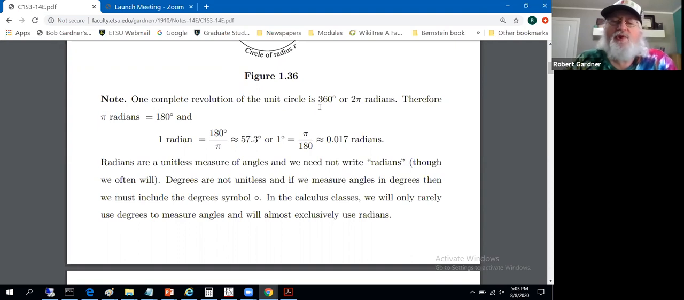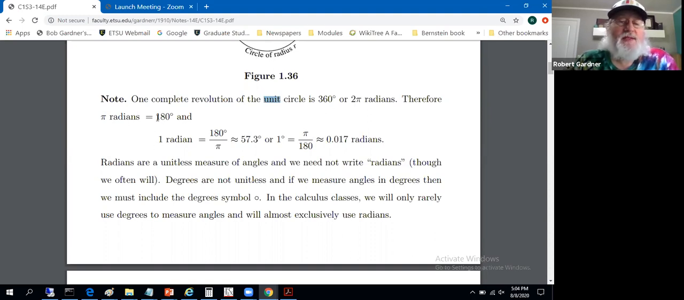One complete revolution of the unit circle is 360 degrees. So 360 degrees in a circle. The circumference of a circle is 2 pi times the radius. We said unit circle, so the radius would be 2 pi times 1. So we get 360 degrees corresponding to 2 pi radians. I could say 360 degrees equals 2 pi radians. Divide out the factor of 2, and we'd get pi radians equals 180 degrees, half of each of these.